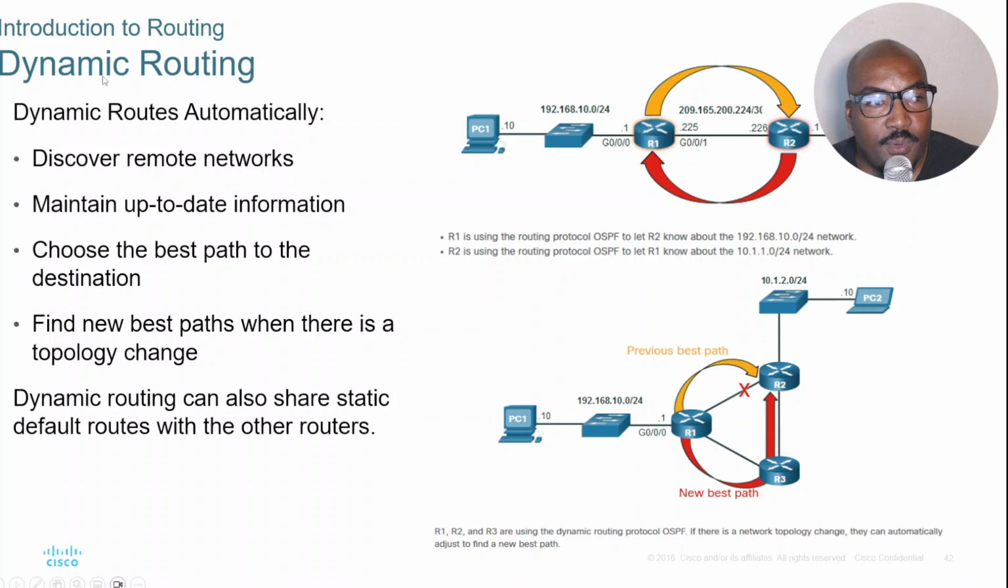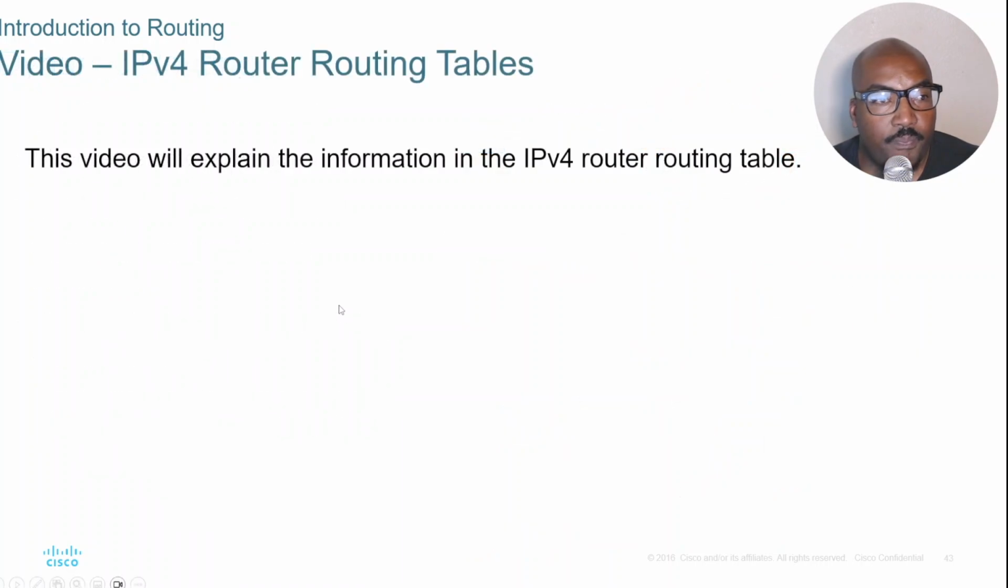And here's another example. Dynamic routing. Discover remote networks, maintain up-to-date information, choose the best path for the destination, and want to know the quickest way to get there. Find the new best path when there is a topology change. So if there's something that's changed in the network, the routing table is going to learn again. And dynamic routing can also share static routes with other routers.